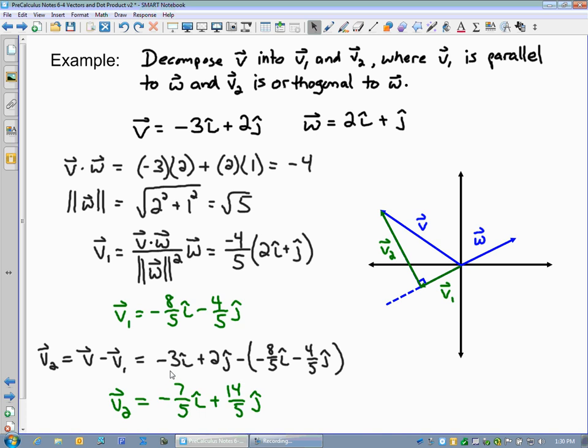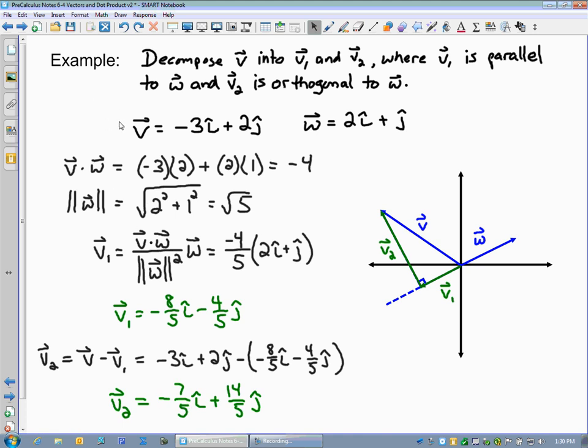Remember, looking at the first term, the negative 3 minus a negative 8/5, that's going to be negative 3 plus 8/5. But we need a common denominator, so 3 is the same as 15/5. So we have negative 15/5 plus 8/5 is negative 7/5. So make sure you're adept at working with the fractions.